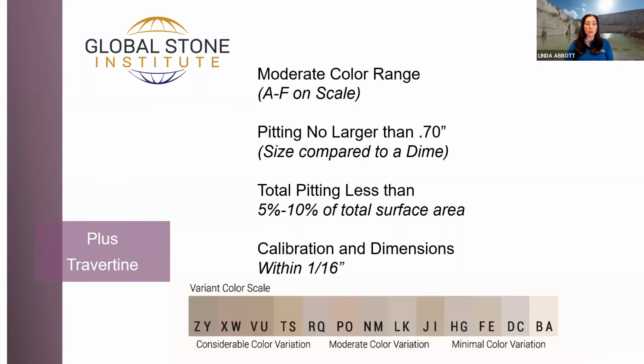When it comes to the plus travertine, there is a moderate color range between A to F. The pitting overall is no larger than the size of a dime, and total pitting over the surface area is between 5 and 10% of the total surface area. Calibration and dimensions are within 1/16 of an inch.